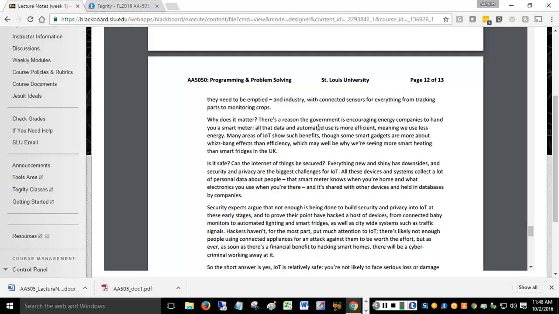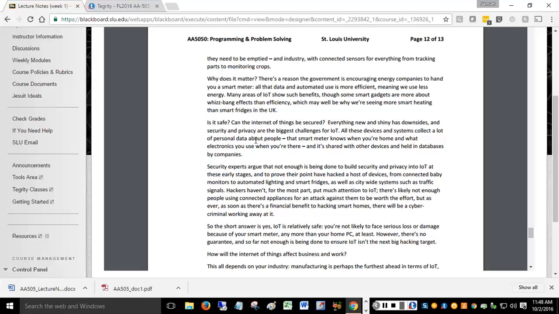So, why does this matter? There's a reason the government is encouraging energy companies to hand you a smart meter. All the data is automated and it's more efficient, meaning that we use less energy. Many areas show benefits, though some smart gadgets are more about whiz-bang effects than efficiency. So, is it safe? There are two different schools of thought on that.